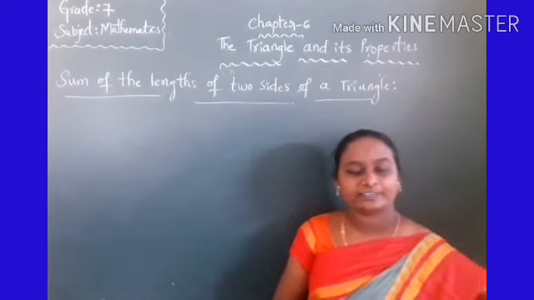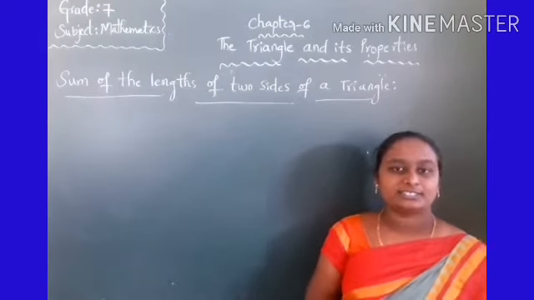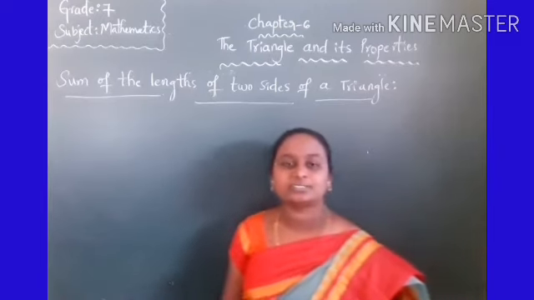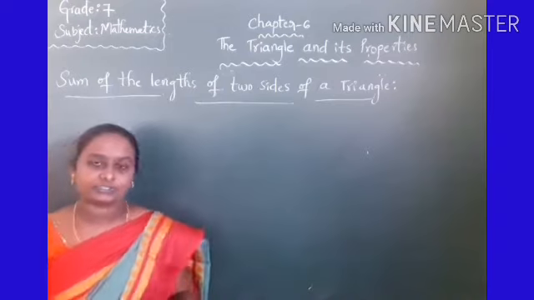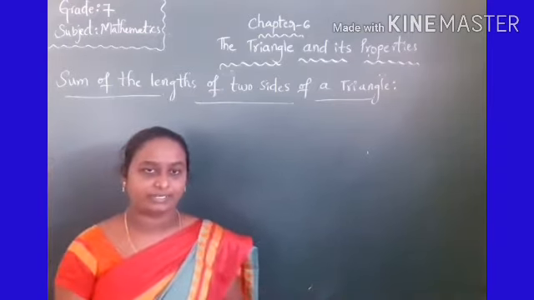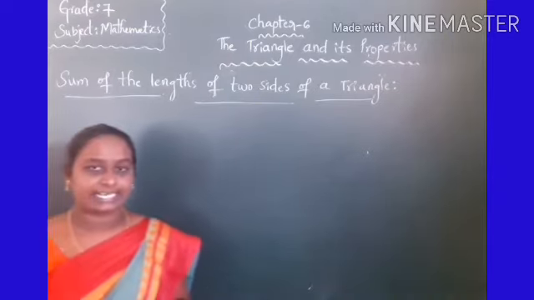Okay, in an equilateral triangle, all the sides are equal and each angle measures 60 degrees. In an isosceles triangle, two sides are equal. So we have learned this in the previous class.